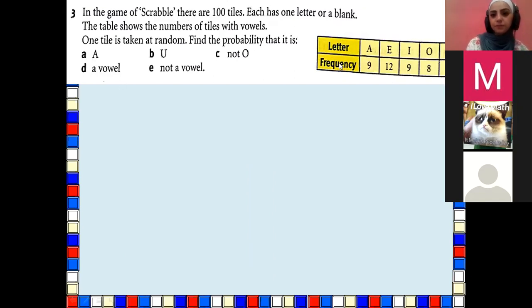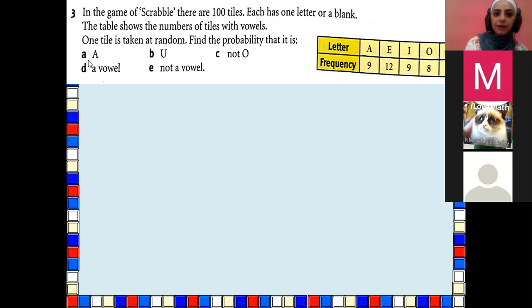Okay, an A. We need to add the frequency first. So 9 plus 12, 21. 21 plus 9, 30, 38, 42. So it's 9 over 42 to be an A.